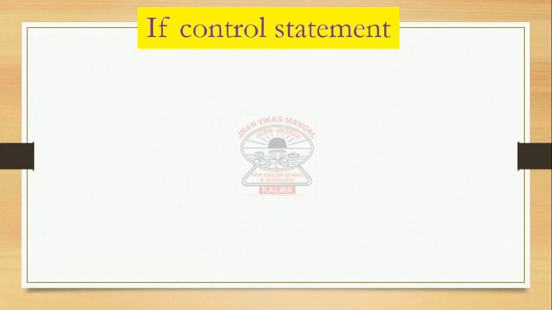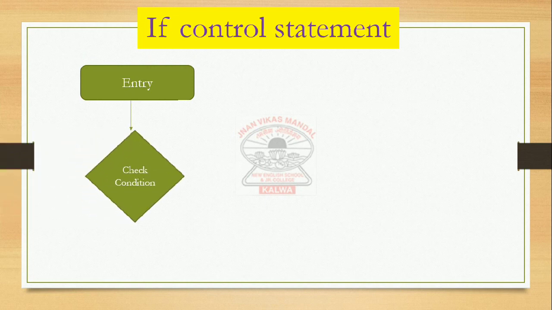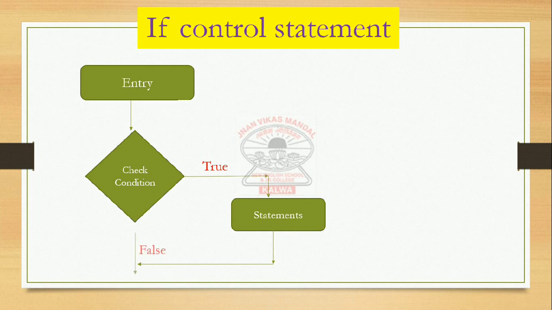Now, how the if control statement works, I will show you in this flowchart. First, when you enter the program, we will check one condition. For example, suppose you have entered a number, and you have to check whether the number is divisible by 2. That condition we can put there. And if the condition is true, then we will run certain statements. The statements can be one or two, any number of statements you can run based on that condition. And if the condition is false, then we have to skip the statements and go to the next statement.